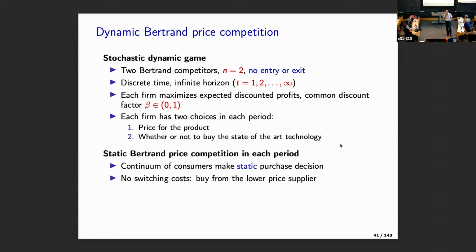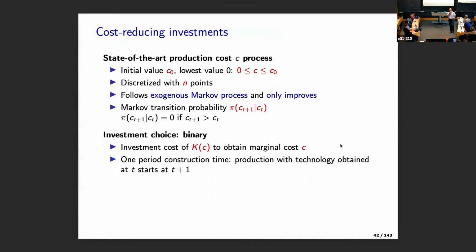The choices these firms make are the price of the product that they offer on the market, and whether or not to buy this exogenously evolving state-of-the-art technology. The choices are also very simple, just binary, yes or no. We assume static Bertrand price competition in each period, so there is no brand loyalty or switching cost or anything like that. The whole market switches to the lower price producer of cardboard. Let's talk about the state-of-the-art production cost.